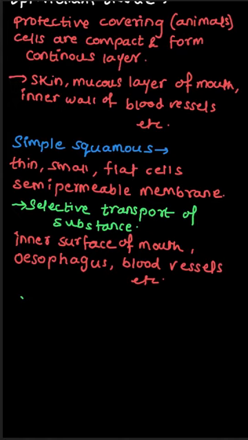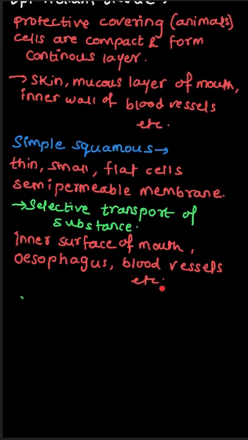So when we talk about simple squamous epithelium, as it has flat cells and is thin, and acts as a semi-permeable membrane, it has the function of selective transport of substances. It is present in the esophagus, in the inner walls of blood vessels, and also in the inner surface of the mouth cavity, etc.